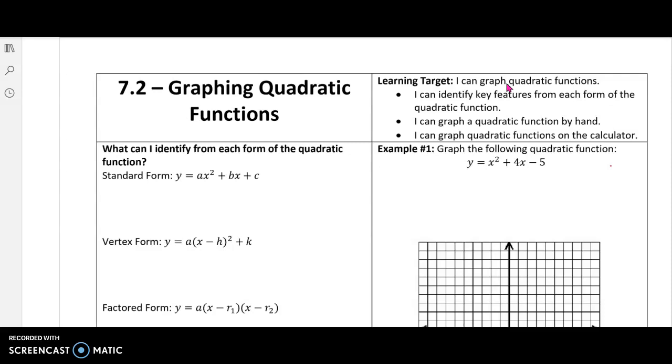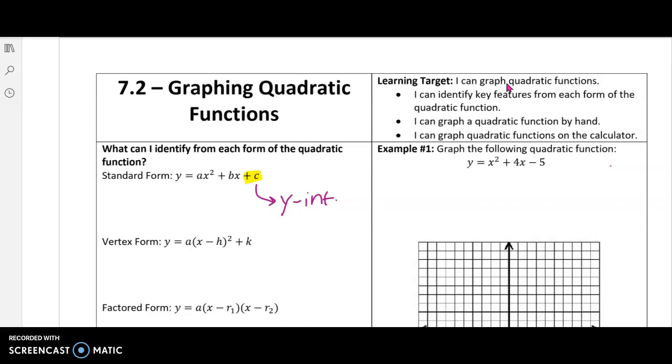So starting with standard form, the C value tells you a lot. It tells you the y-intercept of the graph. We definitely need to plot that when we're graphing, so it's very important.